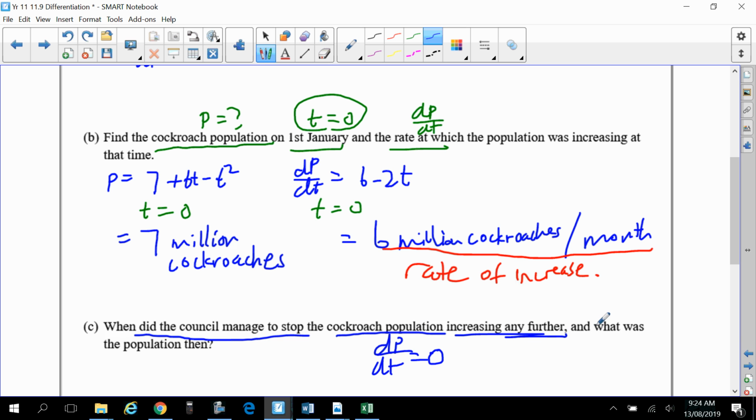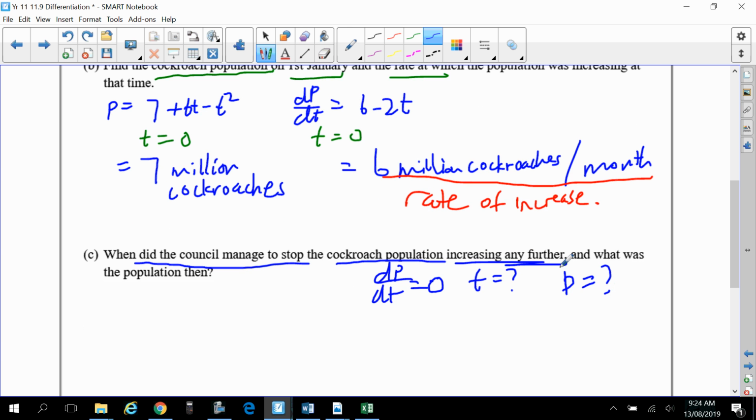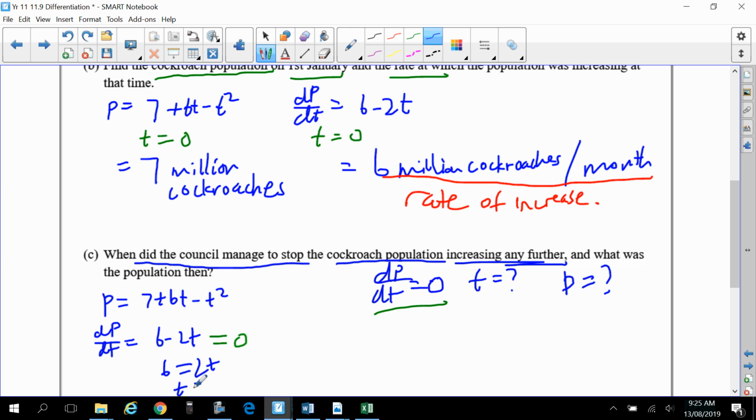Could be. And what was the population then? So you have to find the time when the dP/dt is 0, and what's the population then? Interesting question. Well, we can answer it with the power of calculus. So again, let's write down our equation. The dP/dt was 6 minus 2t. So we have to keep reminding ourselves what the equation is, and we're going to use it to our advantage. So firstly, we have to work out the time when the rate is 0, right? So we're going to go 6 equal to 2t, t equal to 3.